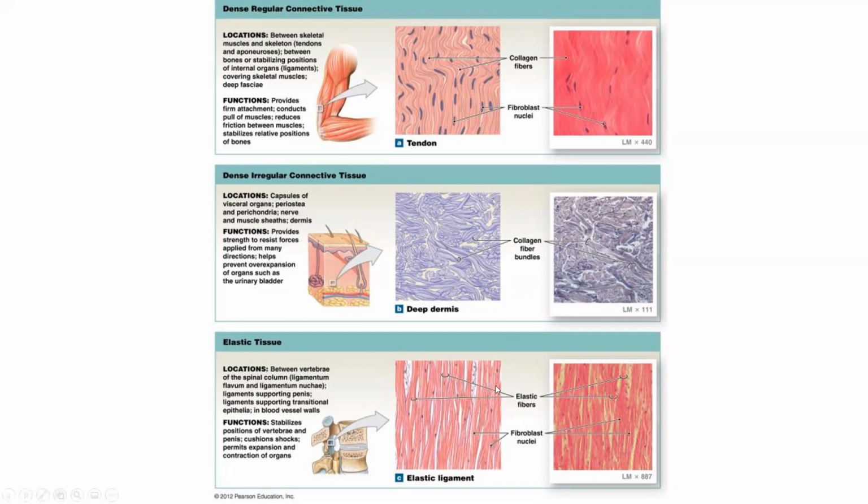Elastic tissue is more tightly packed, not as tightly packed as dense regular or dense irregular, but for the most part tightly packed, and these fibers look like they can be stretched, and that's because they can, hence the name elastic.